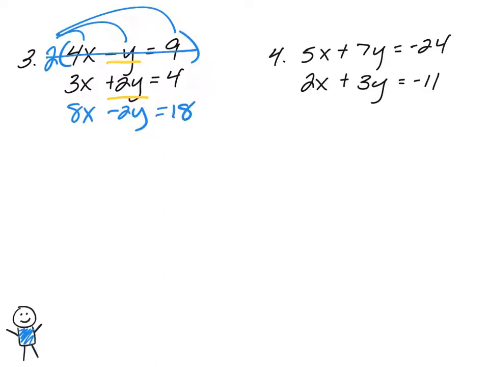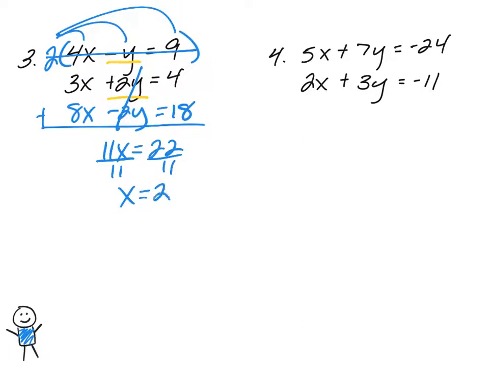Now that I have changed that equation, I can do like I did on the last examples, add my columns and eliminate something. In this case, my y's eliminate. I'm left with 11x equals 4 plus 18 is 22. And divide both sides by 11 to get an x value of 2, which is half of my answer.